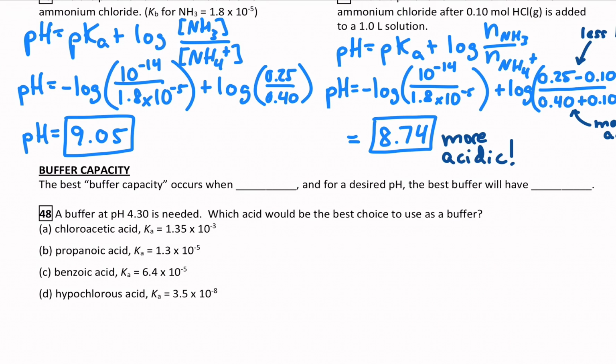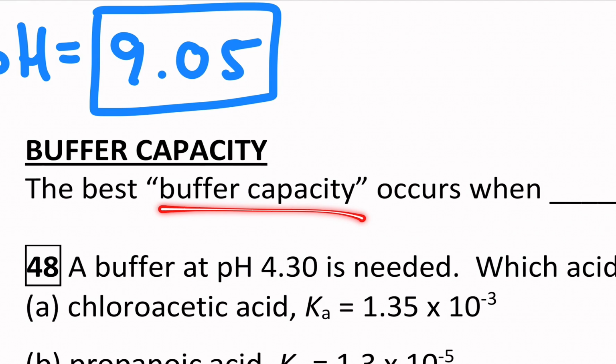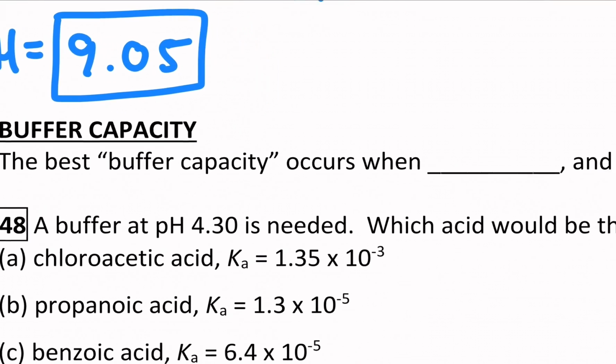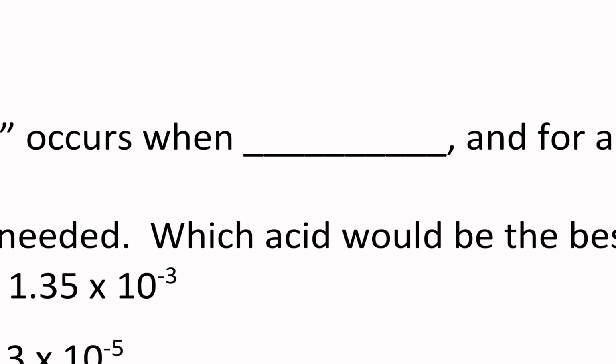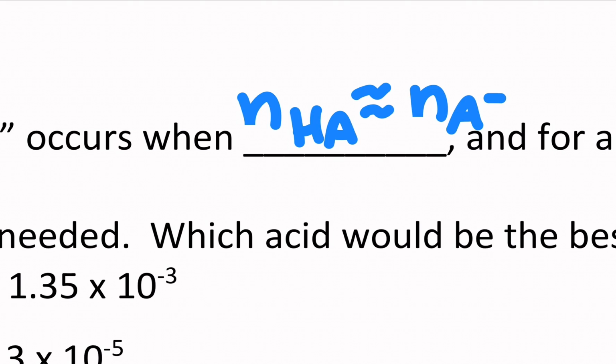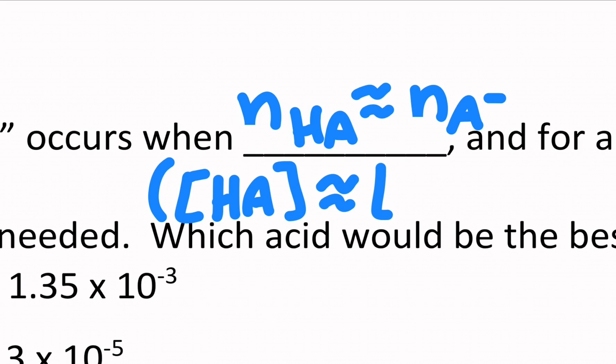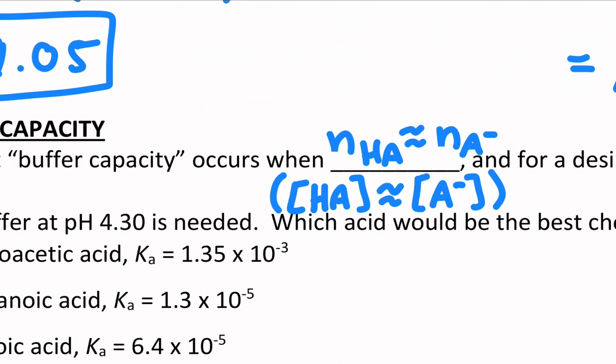Okay, just to wrap up, we said in the beginning that buffers resist changes in pH, but only up to a certain capacity. You need to have a significant amount of each part of the buffer in order to make it a good buffer. And the best buffer capacity occurs when your moles of acid is roughly equal to your moles of base. Or alternatively, you could say the concentration of the acidic part is roughly equal to the concentration of the basic part. That's just your best buffer capacity.